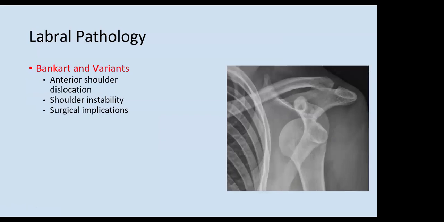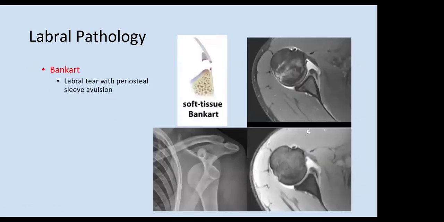Now we're going to move on. So we finished with the slap tears. We're going to move on to Bankart and Bankart variants. And most commonly, these develop because of anterior shoulder dislocation, like this patient here. And when they present, they normally present with shoulder instability and multiple or recurrent dislocations. And because of the instability and recurrent dislocations, they are considered surgical candidates because they are young patients and their joints are very unstable. Therefore, they undergo labral surgery.